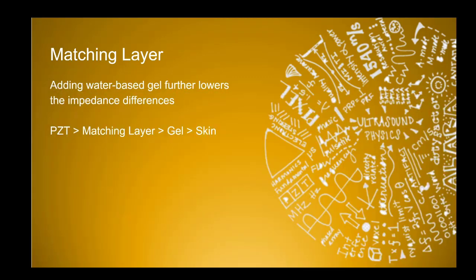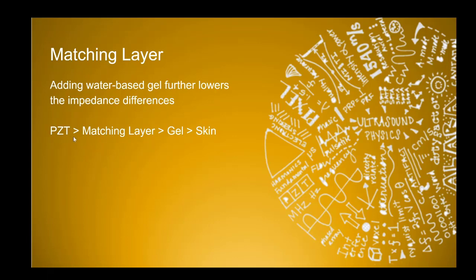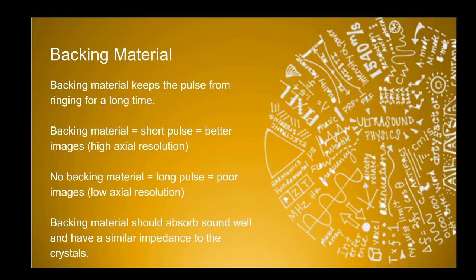So if we look at those layers that we were talking about between the PZT, matching layer, gel, and skin, this is the order that they would go in, from largest impedance down to the lowest impedance. And so again, we're using smaller incremental changes of impedances so we can get more transmission into the body.